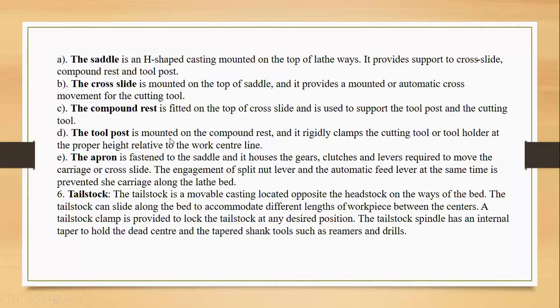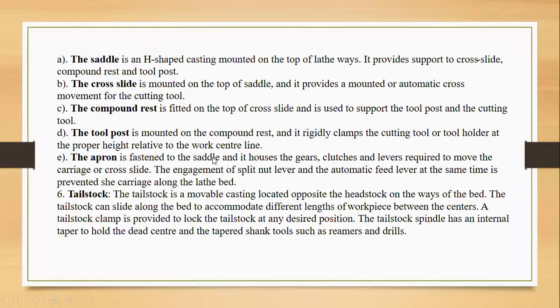Next one, the tool post. The tool post is mounted on the compound rest and rigidly clamps the cutting tool or tool holder at the proper height relative to the work center line. So this is the explanation about the parts of the carriage.